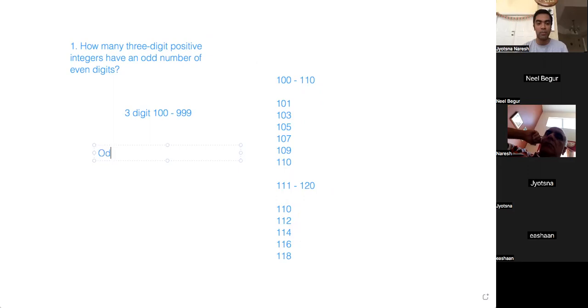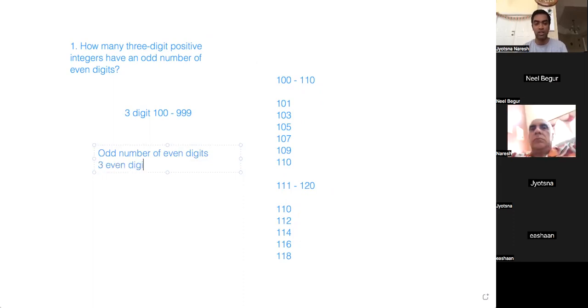But first, if I have an odd number of even digits, what are the possible digits? I could have 3 even digits in the 3-digit number. What else is possible? One even digit. Good, 1 even digit, and then that would be how many odd digits? 2 odd digits. Good. Is there anything else that's possible? 2 even digits, 1 odd digit. That is possible for a 3-digit number, but it wouldn't have an odd number of even digits, right? Yeah. Okay. So these are basically the 2 possibilities, right?